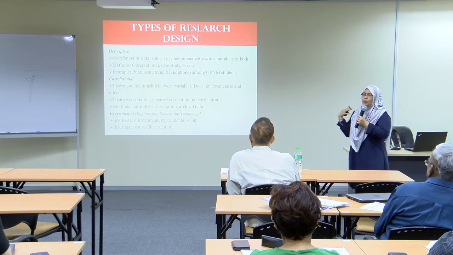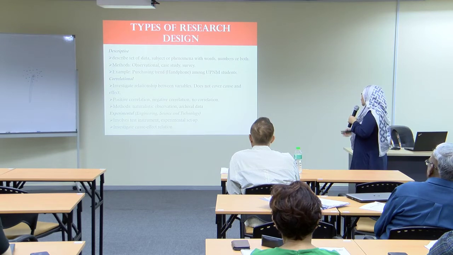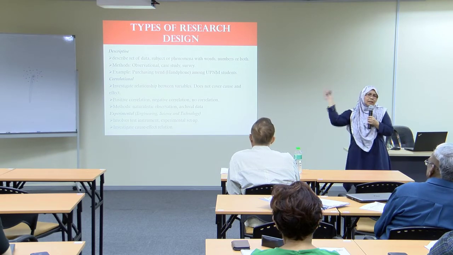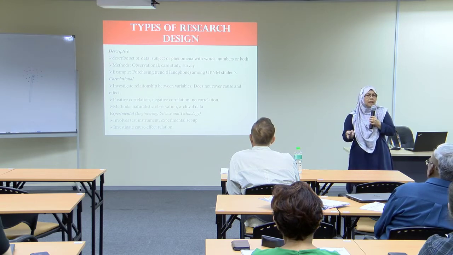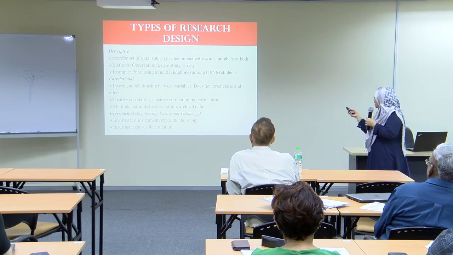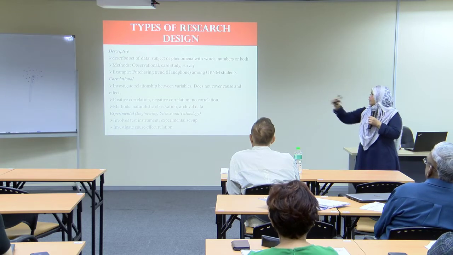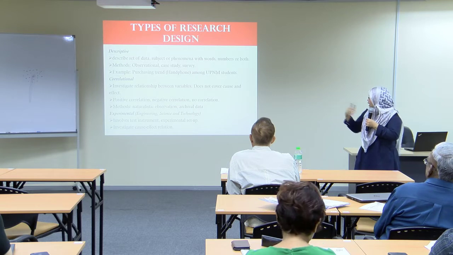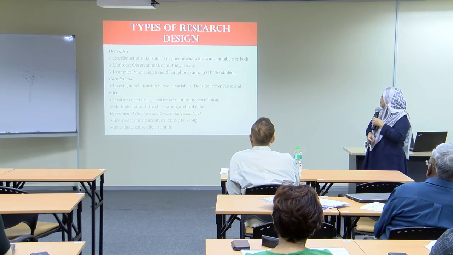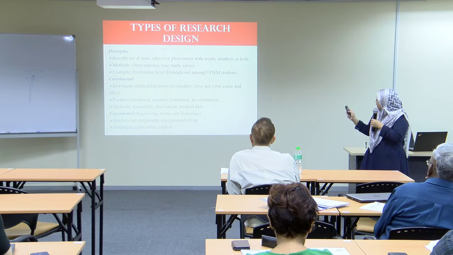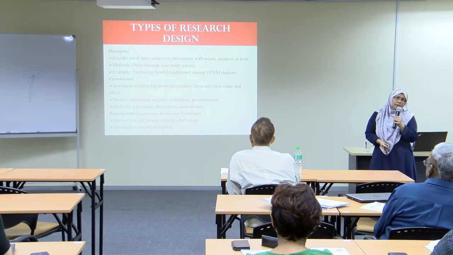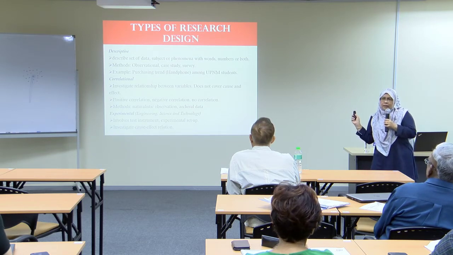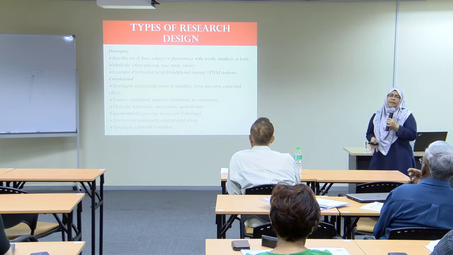Method, kita, we do the observation. We do archive data, we check. Before 2020, how was the trend? And 2019, how was the trend? Then the experimental: the correlation, the descriptive, the experimental involves test instruments, to investigate cause-effect relation. That's a very simple example.